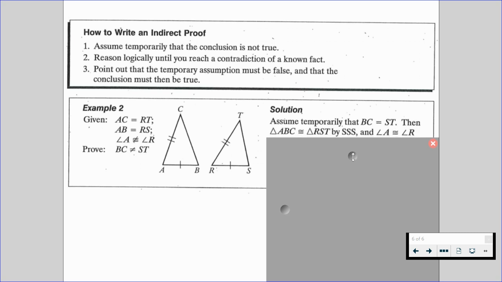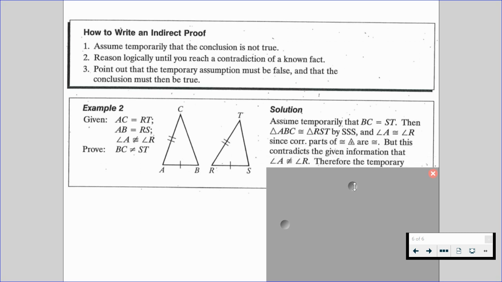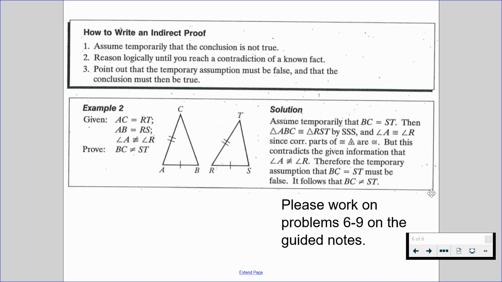Then that means that triangle ABC is congruent to triangle RST by side, side, side, which means that angle A is congruent to angle R since corresponding parts of congruent triangles are congruent. But this contradicts the given because the given says that angle A is not congruent to angle R. So therefore, the temporary assumption that BC is equal to ST must be false. And it follows that the length of segment BC is not equal to the length of segment ST.